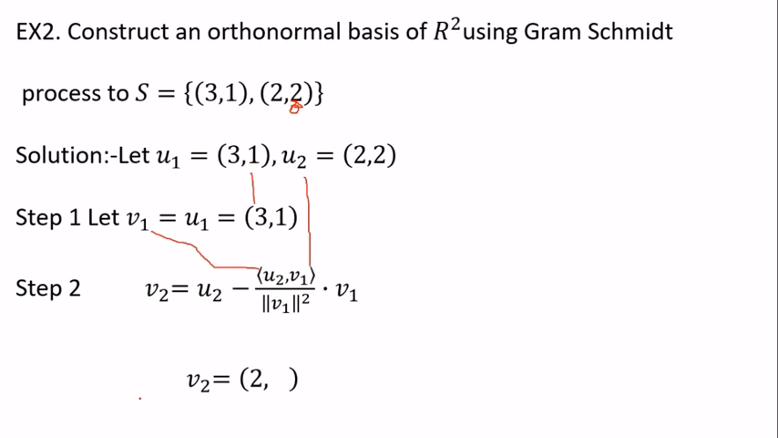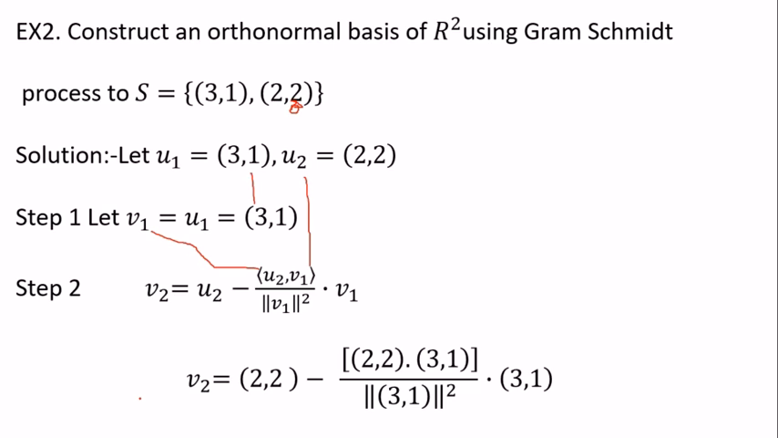Substitute only the value. So v2 is equal to (2, 2) minus the inner product of (2, 2) with (3, 1), divided by the norm of (3, 1) squared, into the dot product with (3, 1). And now we'll simplify it. Let us simplify this step.